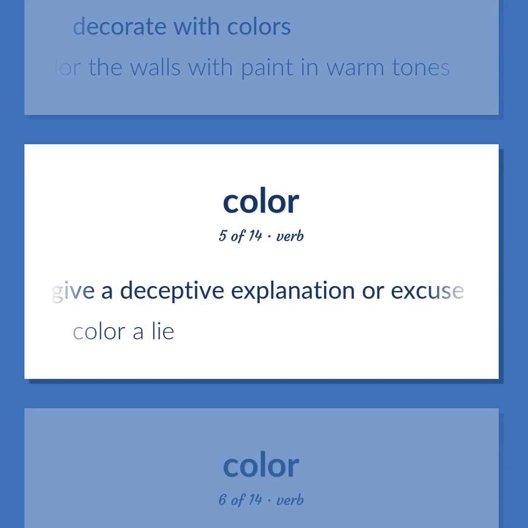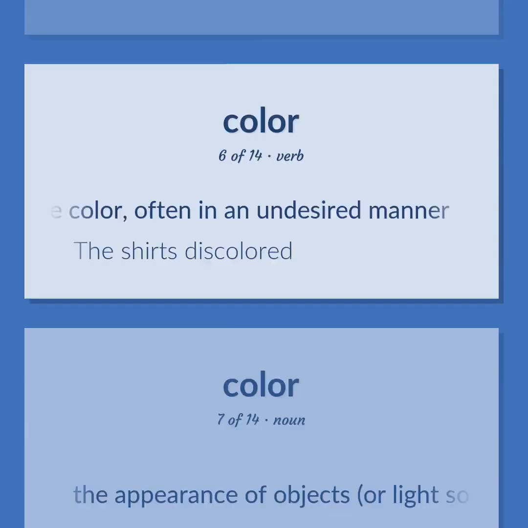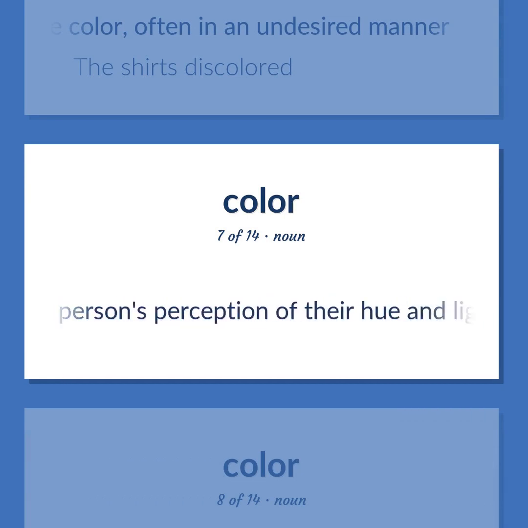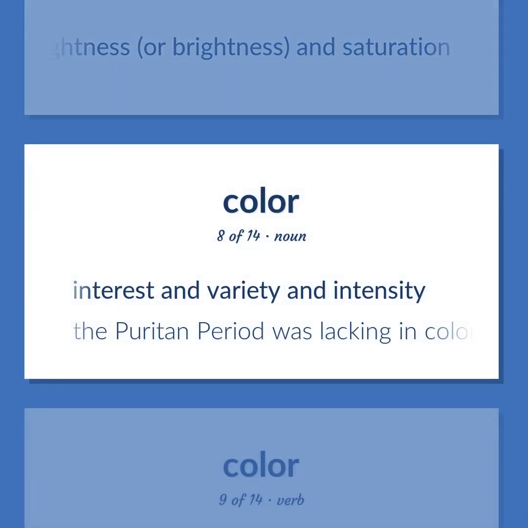Give a deceptive explanation or excuse for. Color a lie. Change color, often in an undesired manner. The shirt's discolored. The appearance of objects, or light sources, described in terms of a person's perception of their hue and lightness, or brightness, and saturation. Interest in variety and intensity. The Puritan period was lacking in color.